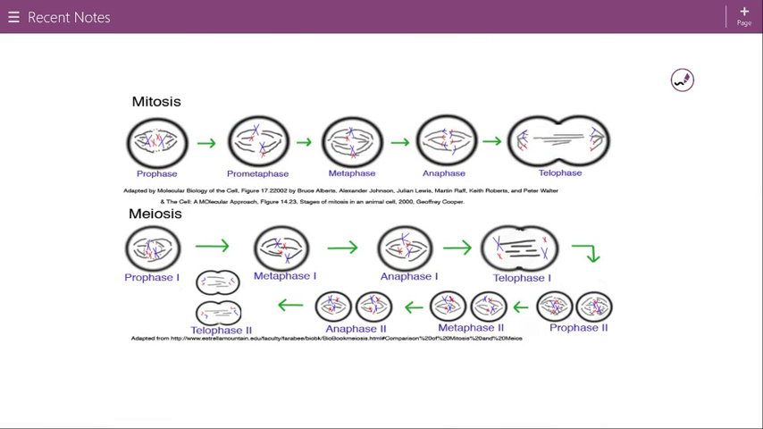So let's look a little bit more at mitosis and meiosis. So again, mitosis is in most structures. Meiosis is only in sex structures to create sex cells. So in mitosis, we have these different phases. There's prophase, prometaphase, metaphase, anaphase, and telophase.